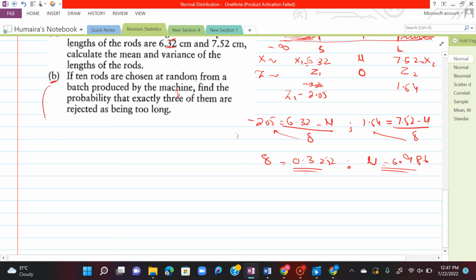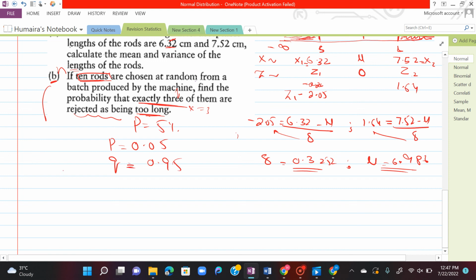Look at the b part. B part is: if 10 rods are chosen at random from a batch produced by the machine, find the probability that exactly 3, meaning x equals 3, of them are rejected. So see how they connected the normal question with the binomial, because it's a total of n trials. How many rods are there? 10 are here, x is 3, are being rejected for being too long. So you already have seen the probability of a rod being rejected. What is the probability of being rejected? That was 5%, remember? So that is 0.05. So if p is 0.05, q will be 0.95.